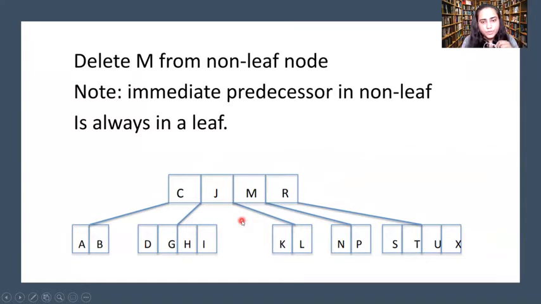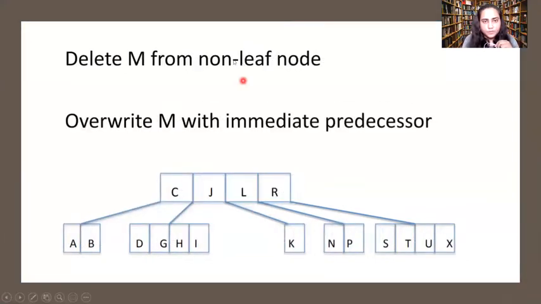Now what do you do when you want to remove M? You cannot just remove M, because M is attached to K and L, and M is attached to N and P, so you have to take care of those nodes. Nobody is asking you to remove those nodes, we are just asking you to remove M. So let's see how to do that. First of all, you remove M, then replace M with its immediate predecessor.